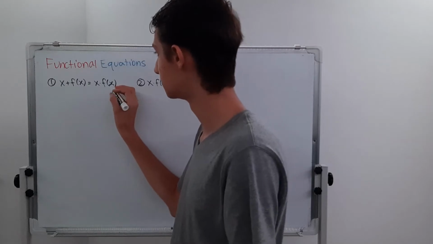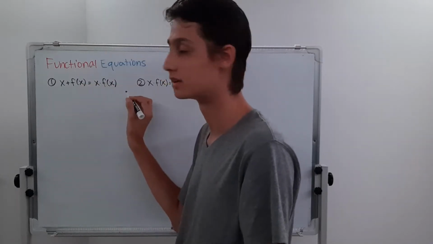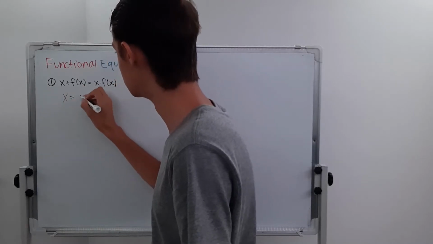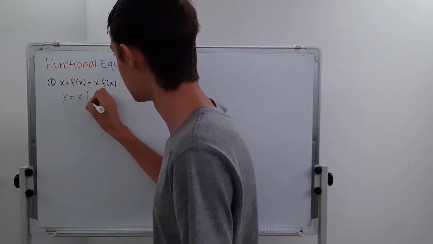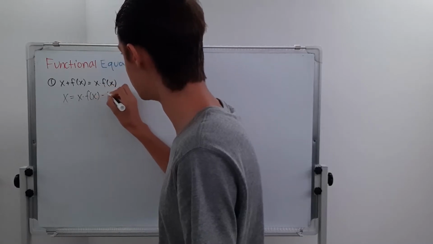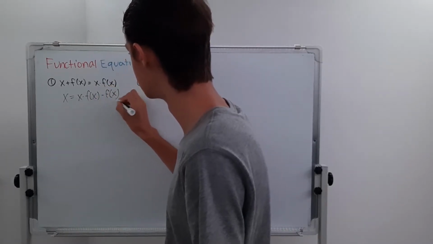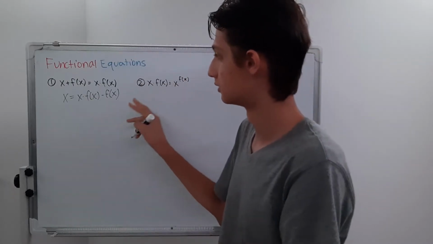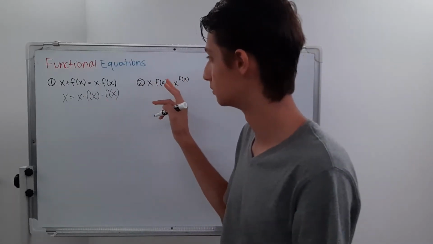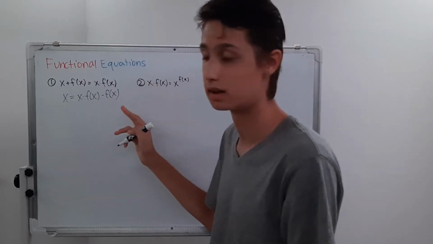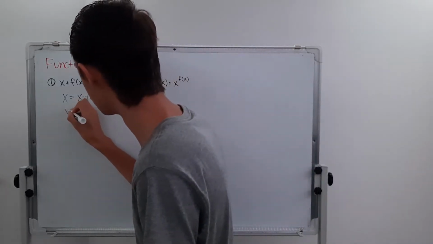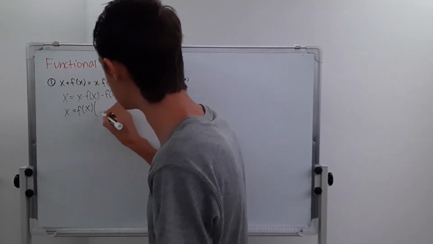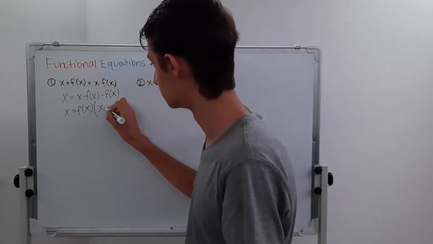So essentially we can move this f of x to the other side. We can say that x is equal to x times f of x minus f of x, right? And it's okay if we have x's and stuff. All we have to do is make sure that f of x is by itself. So now we can just factor f of x out, so x is equal to f of x, but this is multiplied by x minus 1.